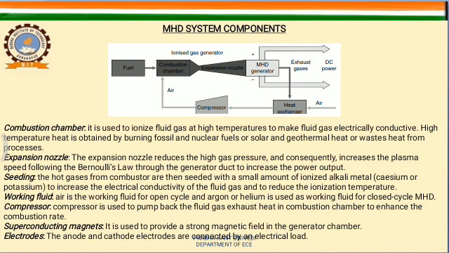Working fluid. Air is the working fluid for open cycle, and argon or helium is used as working fluid for closed cycle MHD system. Compressor is used to pump back the exhausted fluid gas heat into the combustion chamber to enhance the combustion rate. After the process is completed, meaning after passing the MHD duct, the exhaust gases are compressed back to the combustion chamber by the compressor.